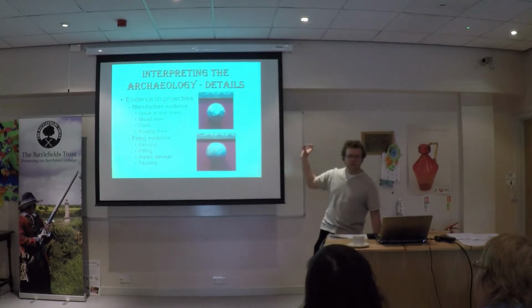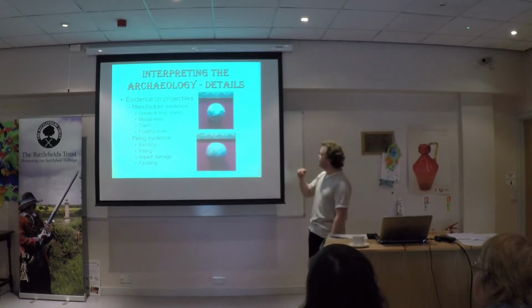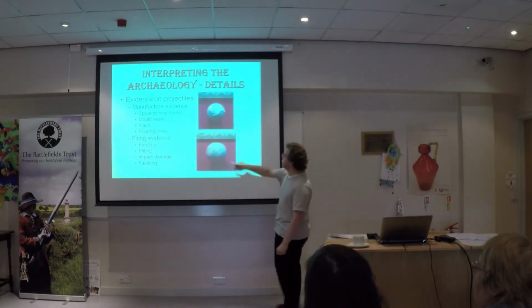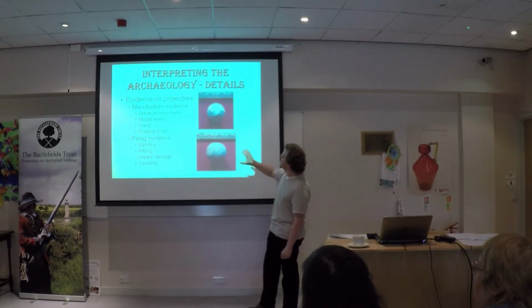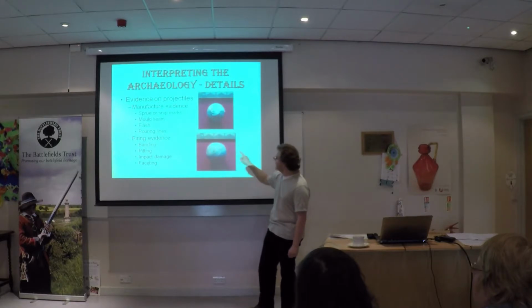If a bullet still shows things like flash marks, i.e. where the lead has poured through the gaps in the mould, you can almost be certain that it hasn't been fired, because that tends to come off in the firing process, and we know this from experimental activity. What you do know, however, is that a bullet has been fired if it has certain forms of evidence. We can't always say that this hasn't been fired, but we can always say that this has been fired, and there are a number of reasons for that. Banding.